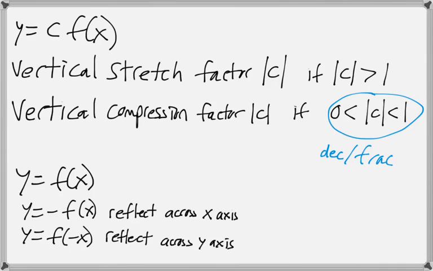So if you see a negative sign out in front of the function, it's going to reflect across the x-axis. If you see a negative sign on the inside of the function, it's going to reflect across the y-axis.